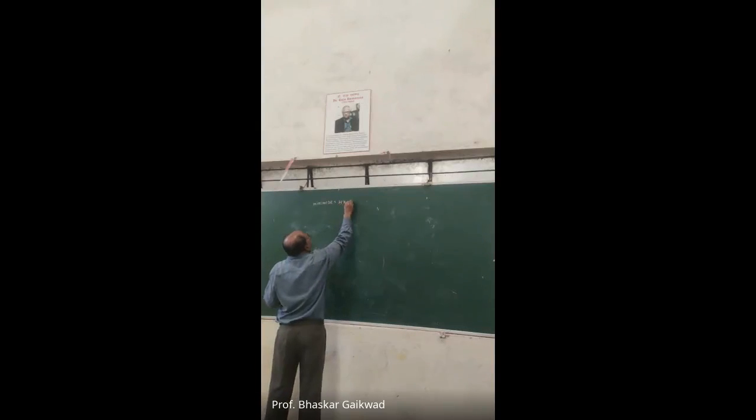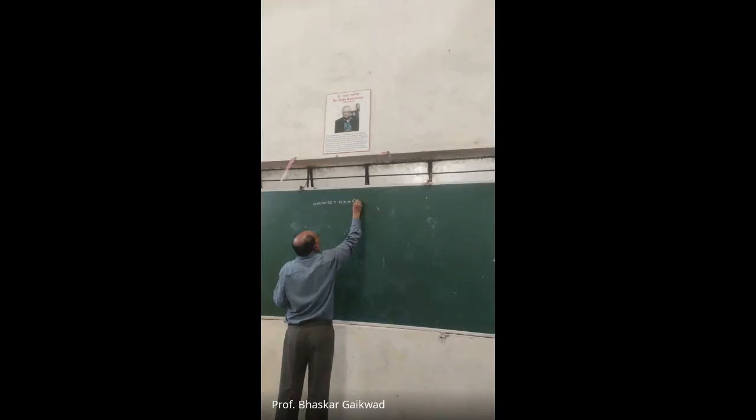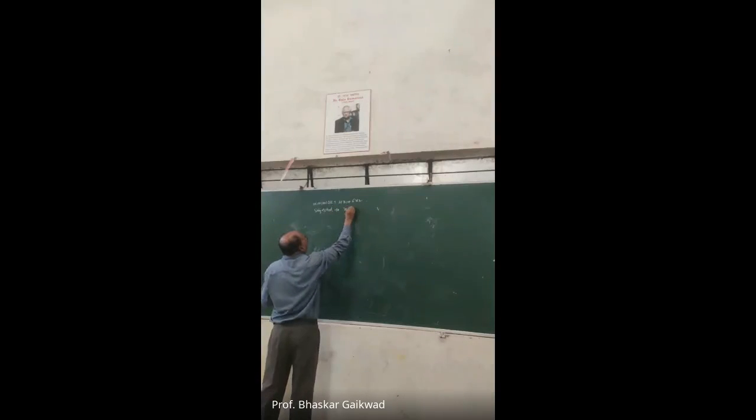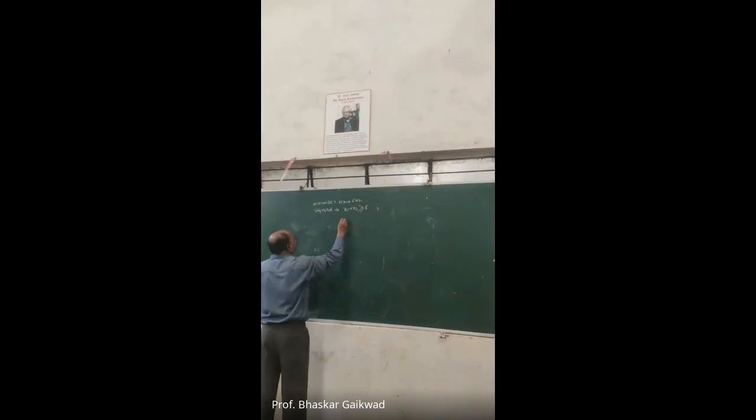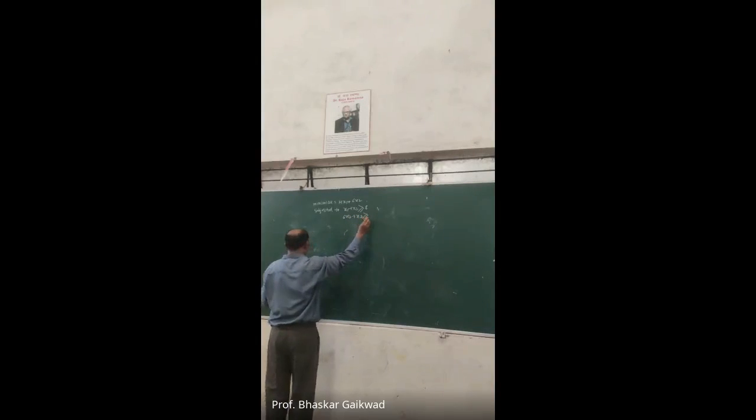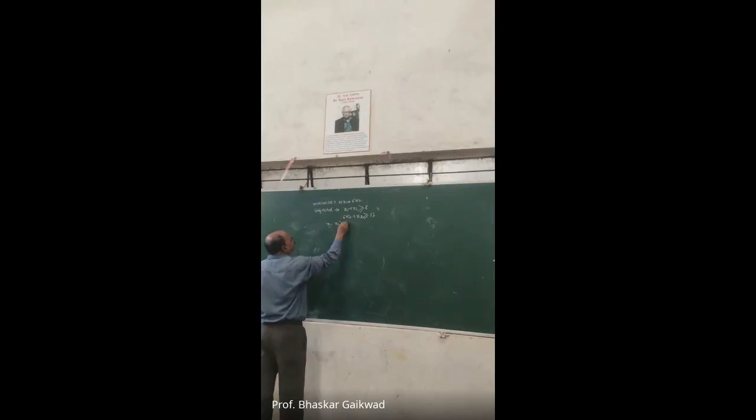Now minimization. Minimize 4x1 plus 6x2, subjected to x1 plus x2 greater than or equal to 8, and 6x2 plus x2 greater than or equal to 12. And x1, x2 greater than or equal to 0.